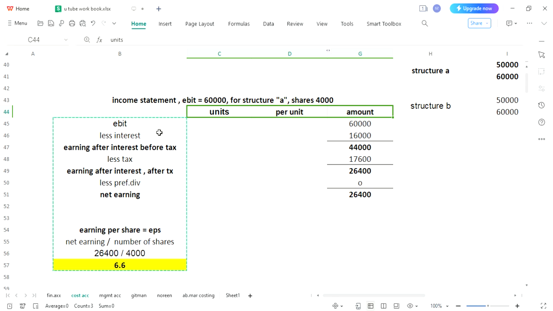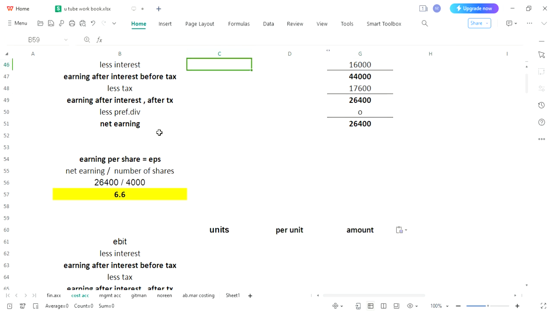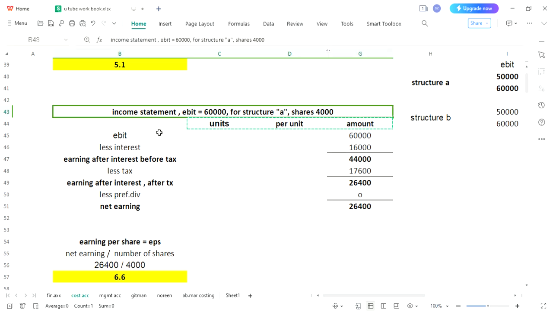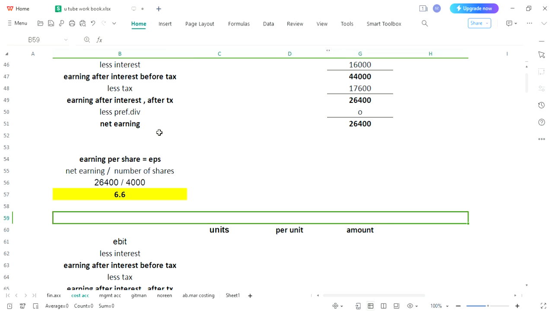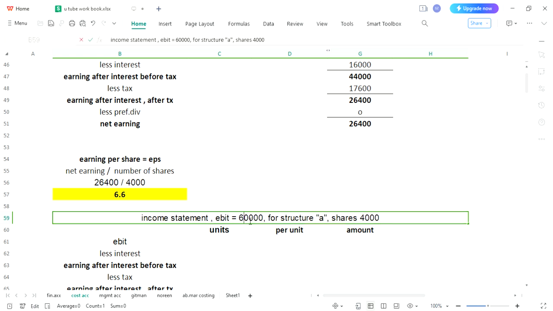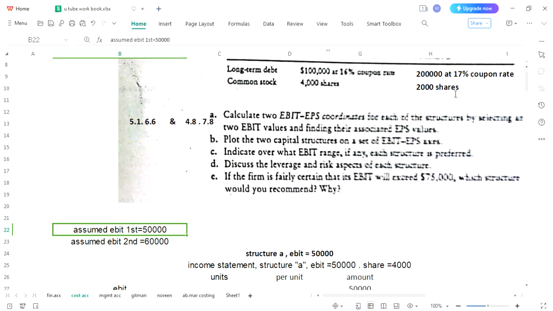Amounts are not needed, so we will leave them. Here you will put your units and per unit, and then the heading is also needed. Let's take it over here. Now first we will use our EBIT, which is 50,000. We are starting for structure B. The number of shares is 2000 for structure B. Let's check it out. Yes, the number of shares is 2000.